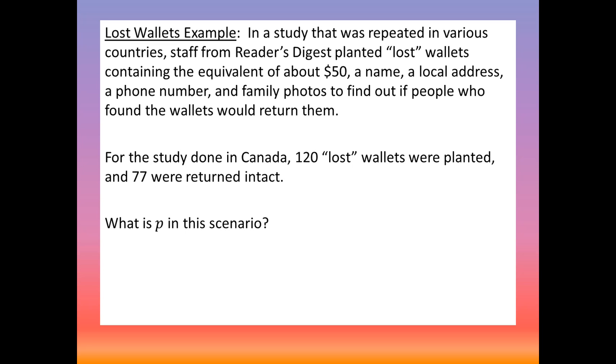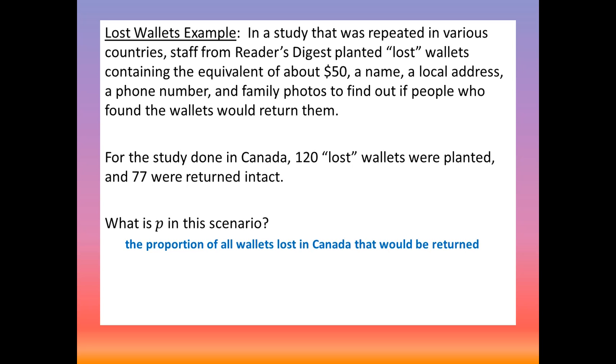And for the study done in Canada, 120 fake lost wallets were planted, 77 of them were returned. So the first thing would be to identify the parameter. It's a proportion. We have categorical data. Generally, that's the way it would go because you can't really have a mean if you don't have numbers to start off with. The population looks like it would be all wallets lost in Canada, and then being returned looks like it would be the specification part.